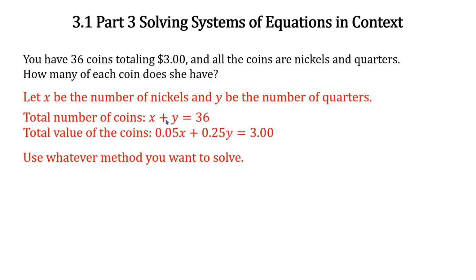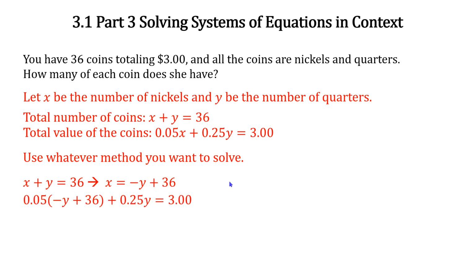So I see a nice, easy substitution thing here. You could multiply everything by negative 0.05 or negative 0.25, whichever you want to do. I just see this. I'm going to take x plus y, subtract y and get x is negative y plus 36. Now I'm going to plug this in for my x here. Do my distribution.